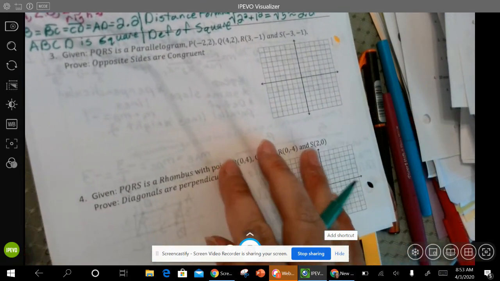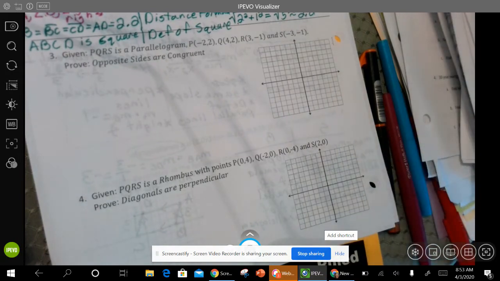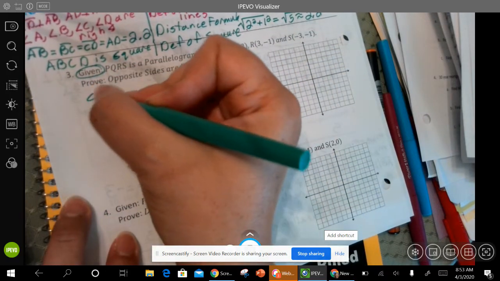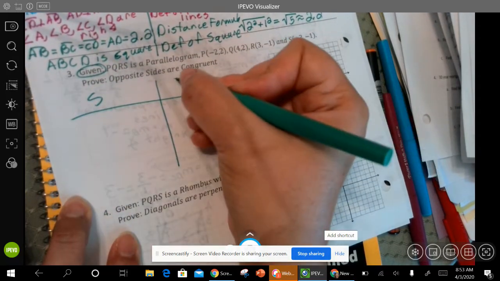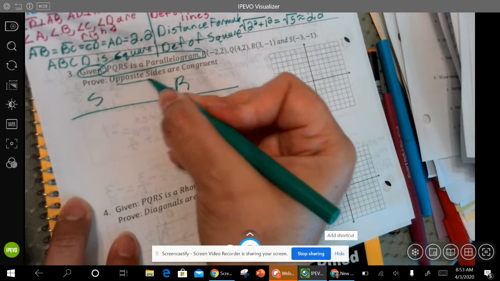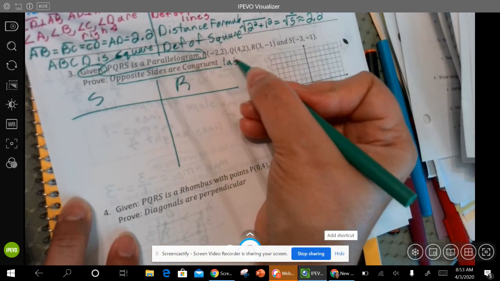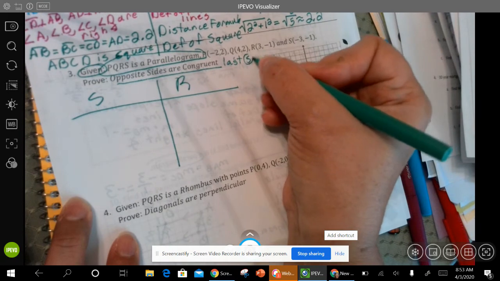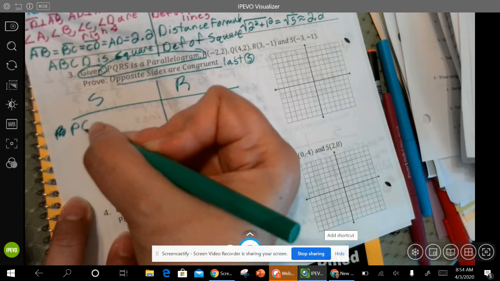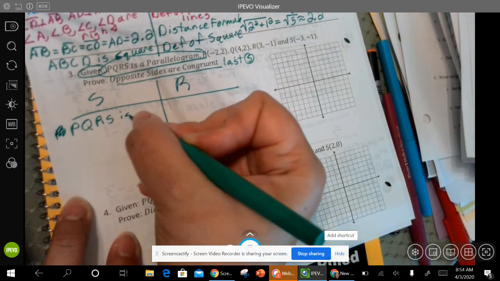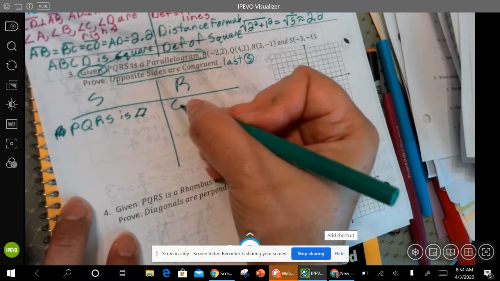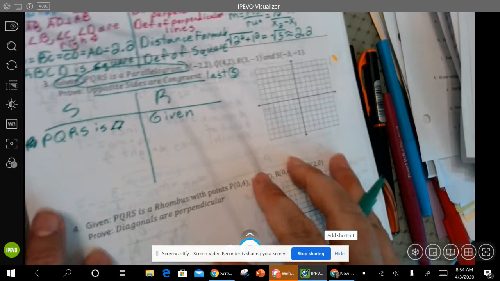Okay, for these ones, a couple more proofs, everybody, then we're almost done. 2 more proofs. For this one we are going to use the given. We're going to have our statements and our reasons. We're going to do our given first, and write that first. And this is what we have to prove, so remember, that's going to be our last statement. I'm going to write this first. PQRS is a parallelogram. Draw a parallelogram. And that's because it's our given.